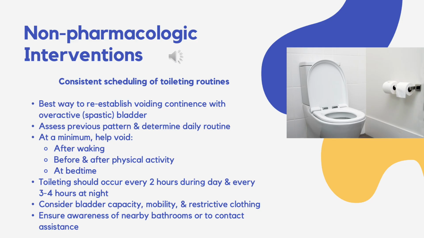For example, the patient's bladder capacity, which can range from 100 to 500 milliliters, needs to be assessed by measuring urine output. Mobility limitations and restrictive clothing should also be addressed to make toileting easier and more accessible for the patient. So with this, we need to make sure that patients are always aware of nearby bathrooms and that they have access to a call system to be able to request assistance from nursing staff or their caregivers. All of this awareness really just reduces anxiety and helps foster independence, making the routine much more manageable for both patients and their caregivers.